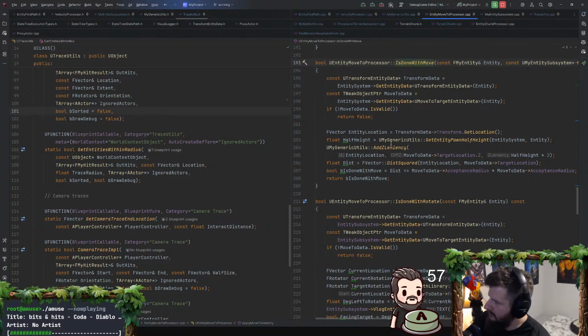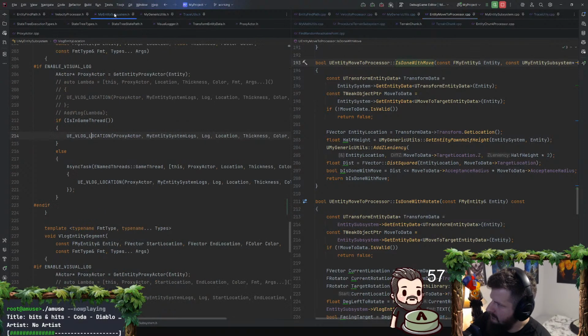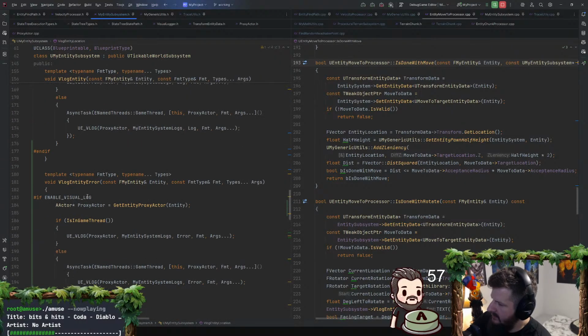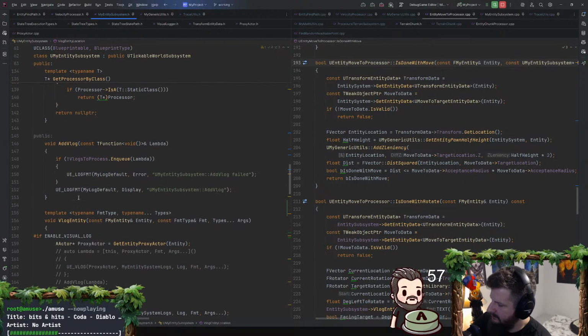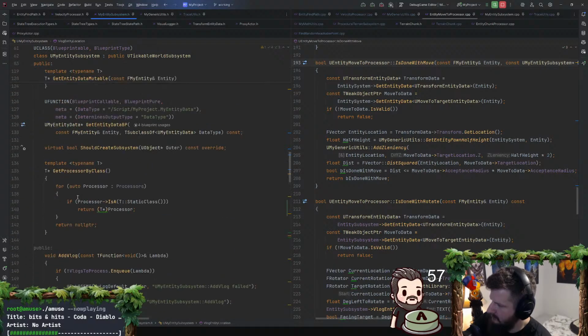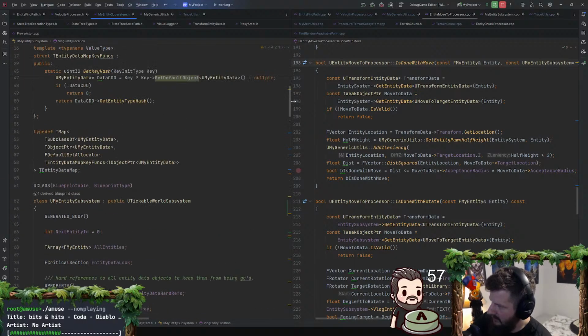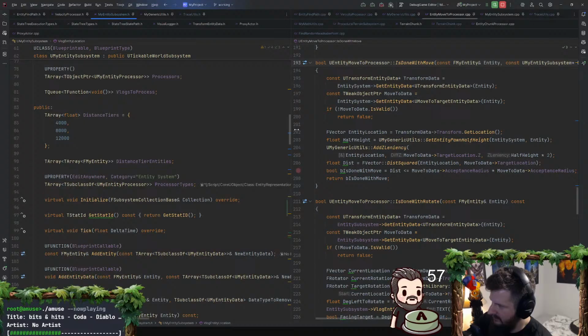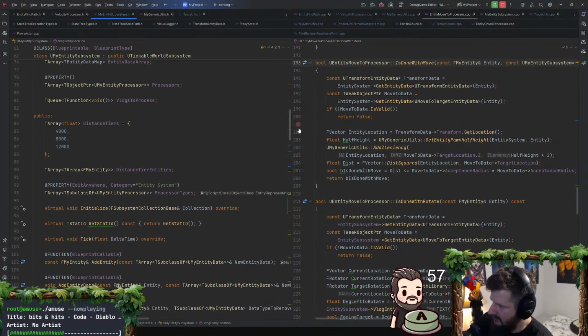You know what I should do? So I have all these vlog functions. I should make an allow list and a deny list for entity logging, so that when I hit a scenario like this, I can turn it off for everything.